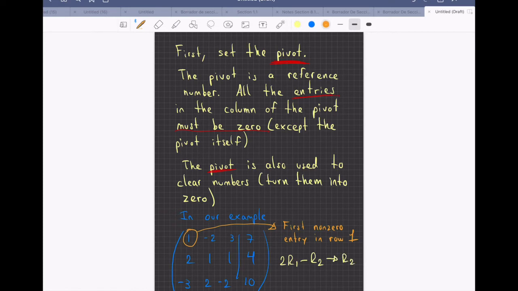And now pay attention to something here. The structure of the operations is recommendable. They have this one: row of the pivot, row to change, and this arrow means will replace row to change.